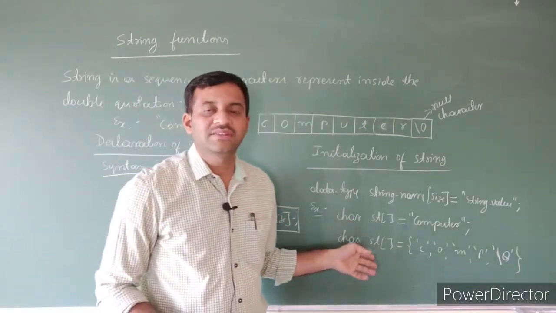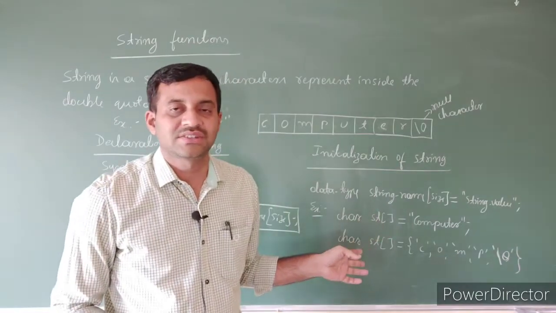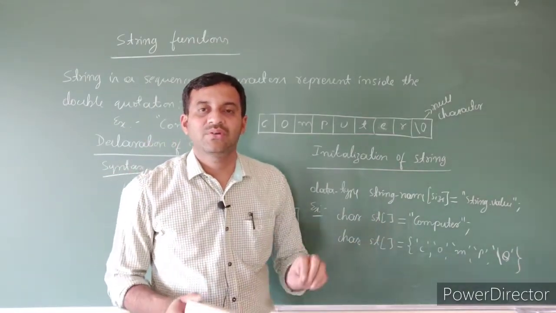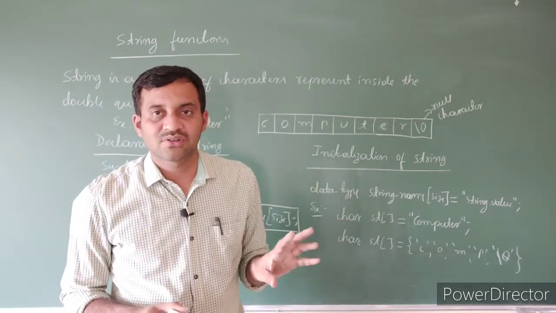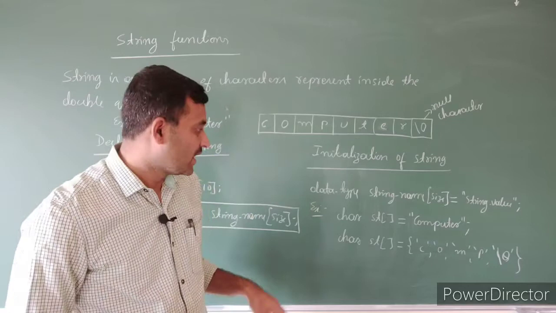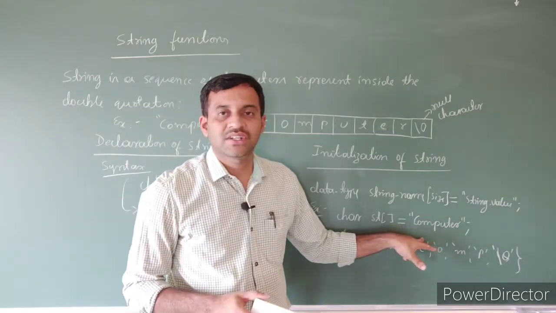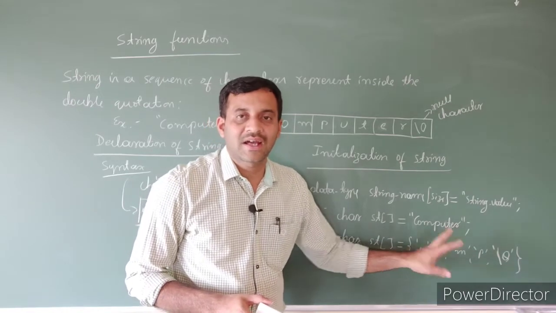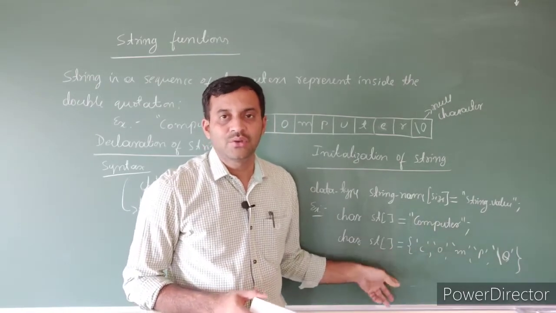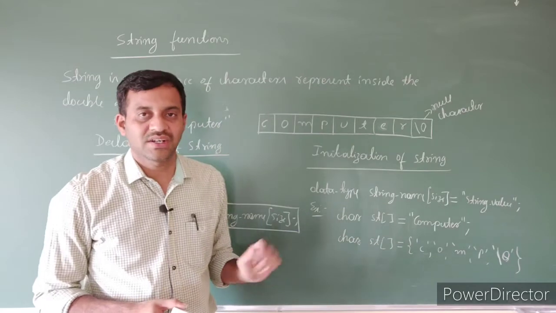These are the two examples to initialize a string. Otherwise, we have to insert each character into each memory location. That is also possible. But in practice, we either initialize the given string inside the double quotation, or we initialize with individual characters. Note down the two methods to initialize a string.